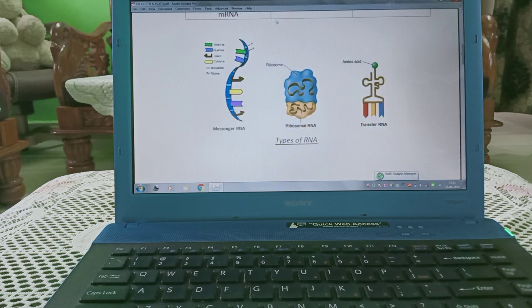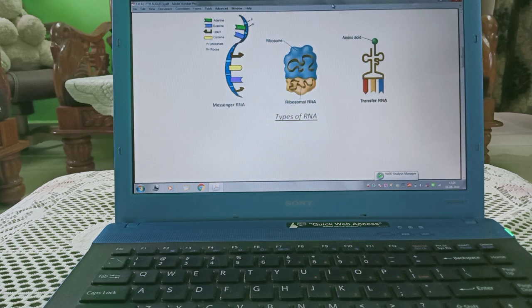As we can see, this is the messenger RNA. This is adenine, guanine, uracil. Now, ribosomal RNA is present on ribosome, and this one which brings amino acid with it is known as the transfer RNA, as you can see on the screen.